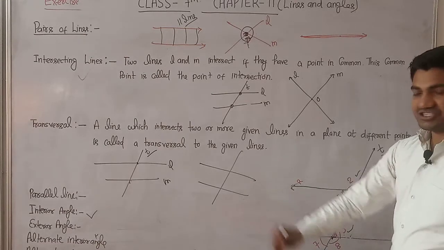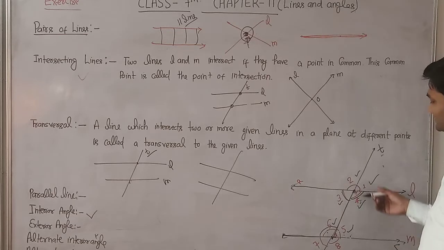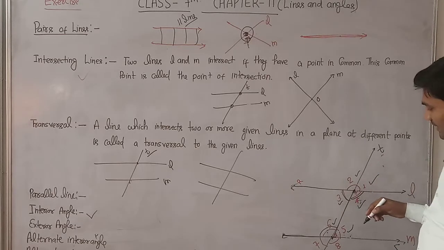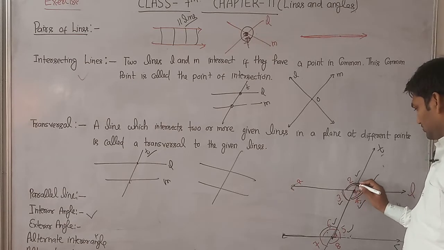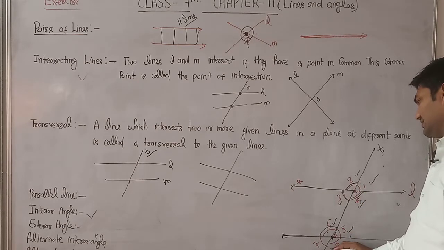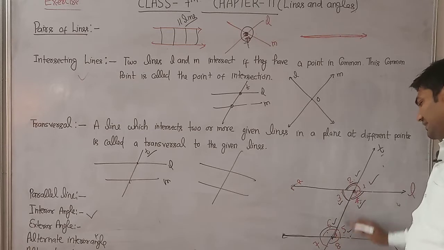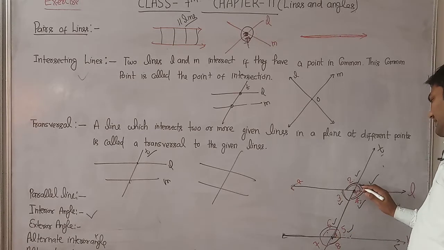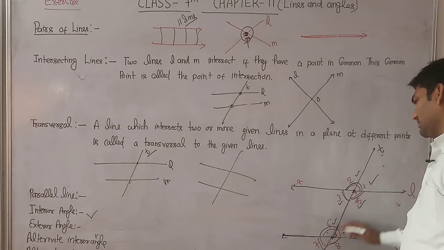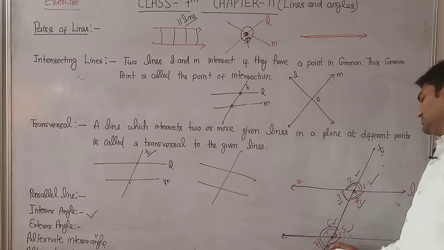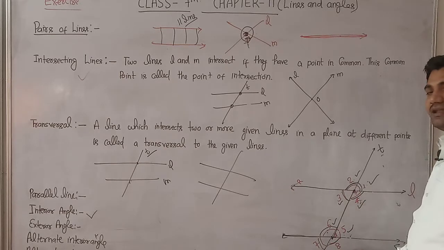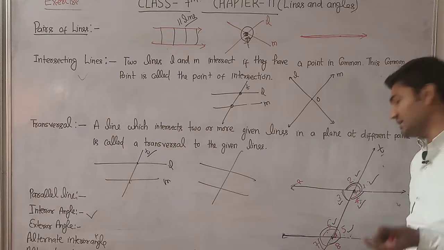Next is alternate exterior angles. Angles 2 and 8, and angles 1 and 7, are both alternate exterior angles. Angle 1 is equal to angle 7 and angle 2 is equal to angle 8. These are alternate exterior angles.